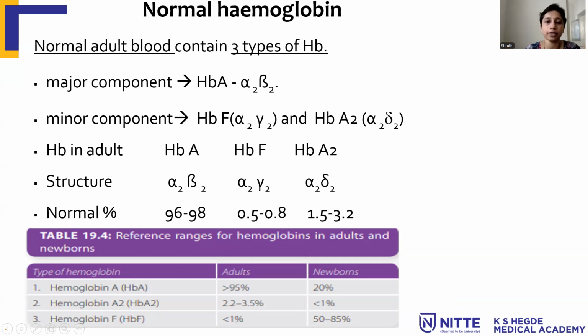Whereas in newborns, it is predominantly HbF. That is why the terminology F, that is for fetal. And the next majority is HbA, followed by HbA2.